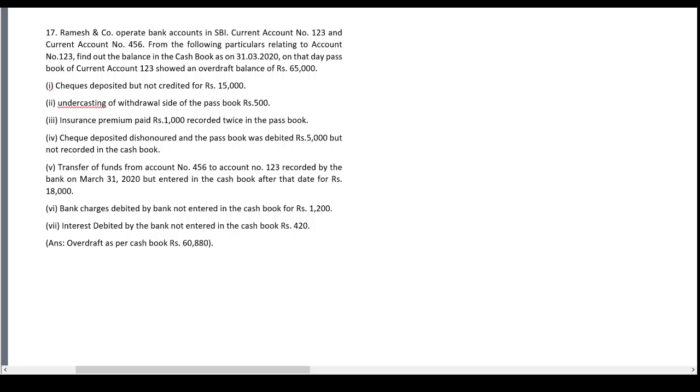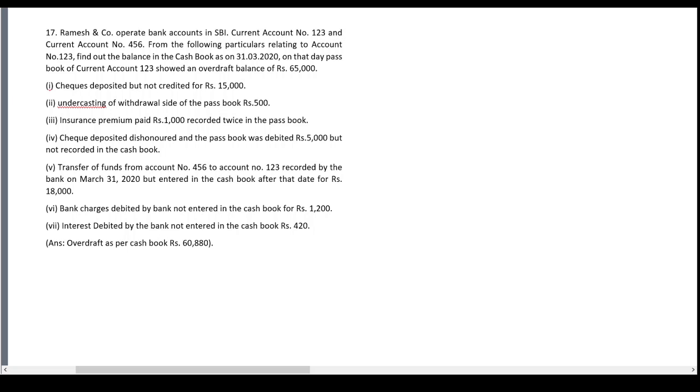Transfer of funds from account number 456 to account number 123 recorded by the bank on 31st March 20 but not entered in the cash book after that date for rupees 18,000. Bank charges debited by bank not entered in the cash book 1200. Interest debited by the bank not entered in the cash book 420. Overdraft as per cash book. The answer is given to you.